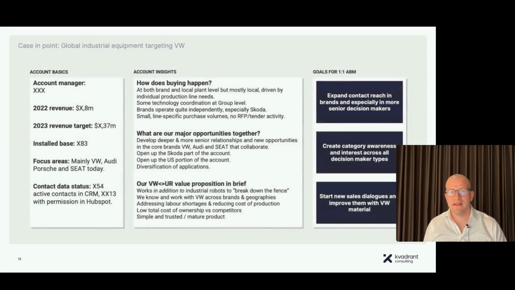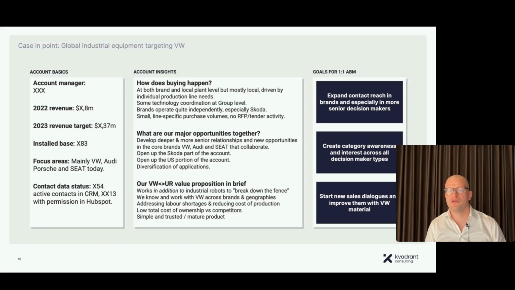And again, that started out with, let's understand the account. Who's leading it? What are our revenue goals on this account? What are the focus areas within Volkswagen? Of course, Volkswagen is a massive corporation with a lot of sub-brands. And then the account-specific insights. How does this account buy? And again, if we don't understand that, how are we ever going to do account-based marketing?